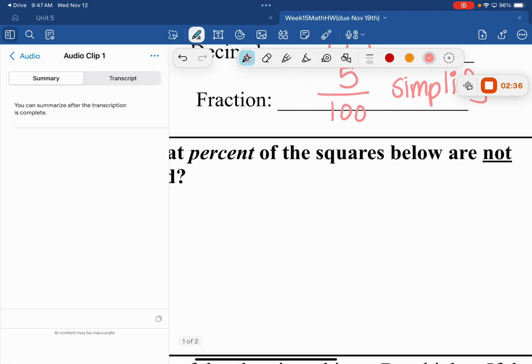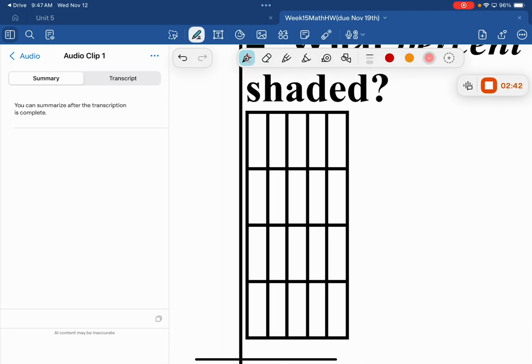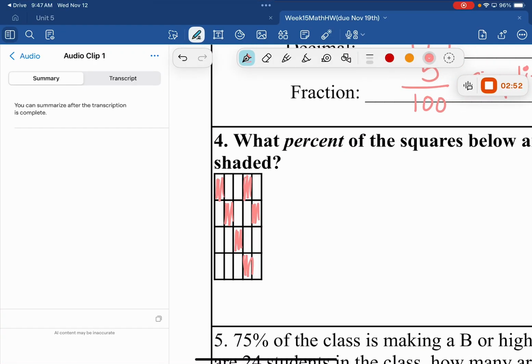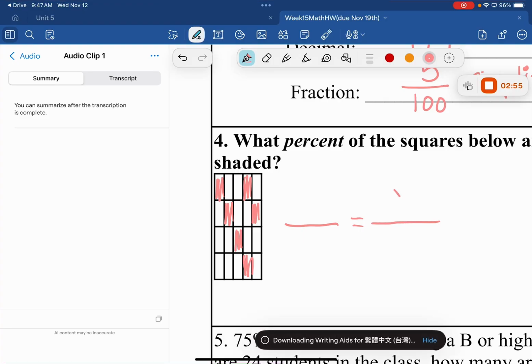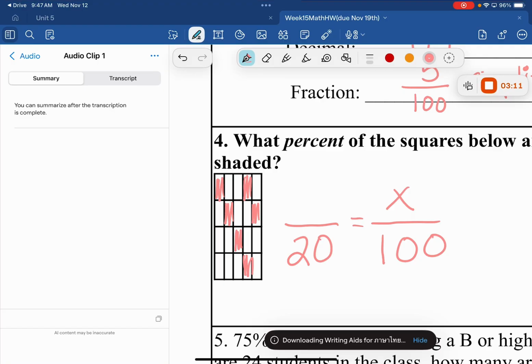Now number 4 looks way different on yours than it does mine. I have like this funky little shading thing. Okay, so you should have on yours, which looks way better than mine, 4 shaded across and then 2 shaded right here. Okay, this is what we've been doing. What percent? So percent is missing. And then the 100 is your free space. And so we just have to figure out how many there are. There's 1, 2, 3, 4, 5 across and 4 up. That means there's a total of 20. As far as the shaded goes, it looks like we have 6 shaded.